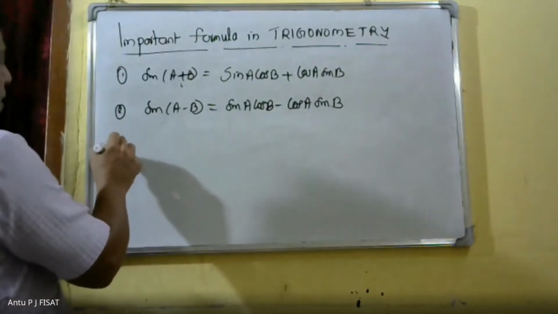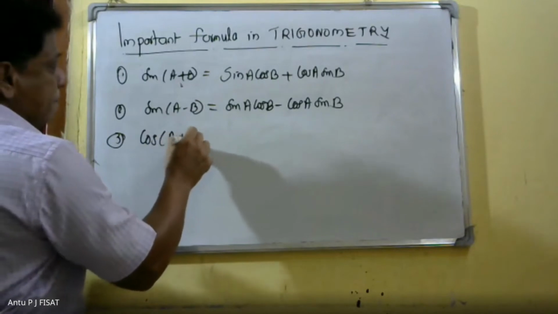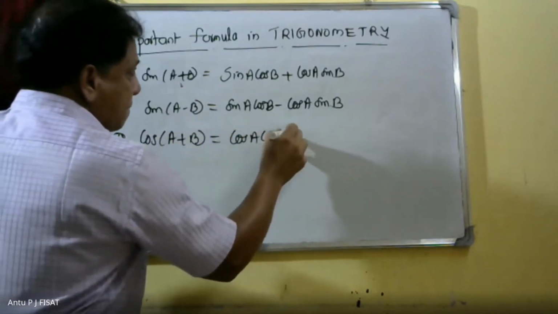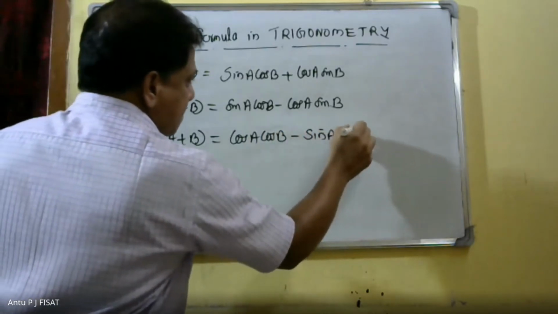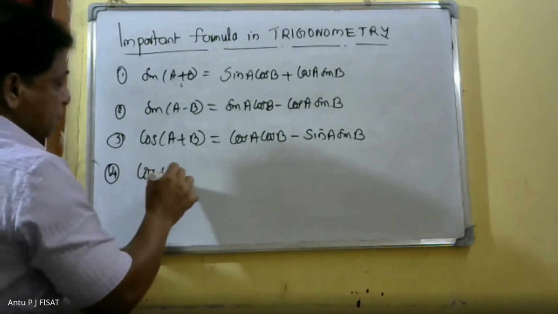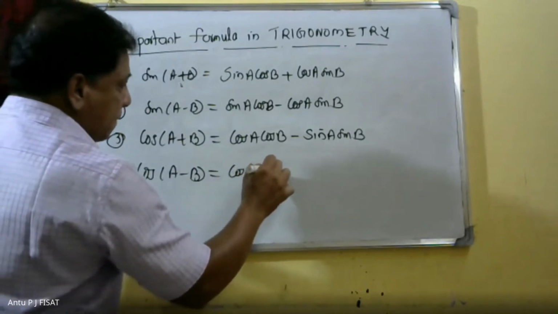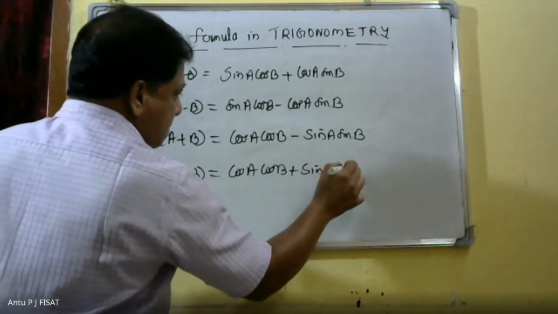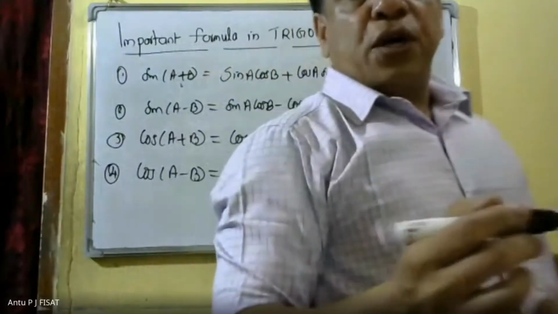Then cos A plus B is equal to cos A cos B minus sin A sin B. Then the fourth formula, cos A minus B, is cos A cos B plus sin A sin B. These are the four important formulas.